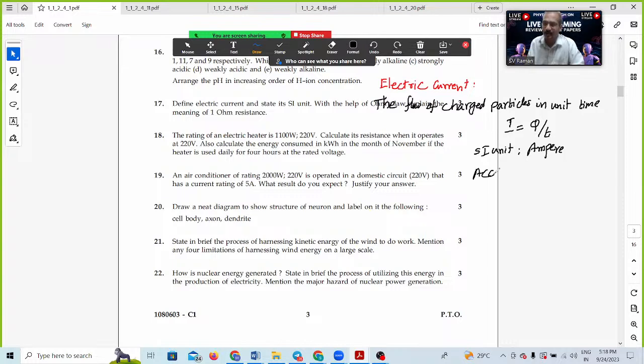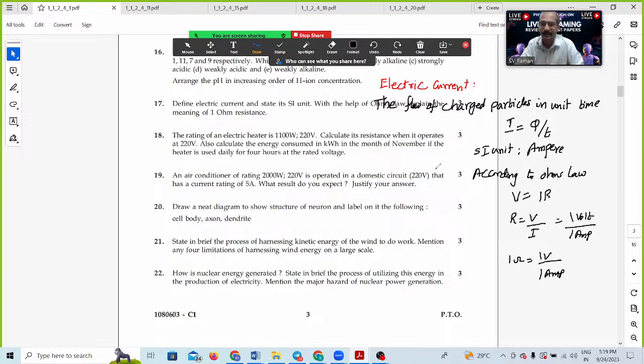So with the help of Ohm's law, explain 1 ohm resistance. According to Ohm's law, V is equal to IR. So R is equal to V by I. That's equal to 1 volt by 1 ampere. So 1 ohm we can define as 1 volt by 1 ampere. Alright.